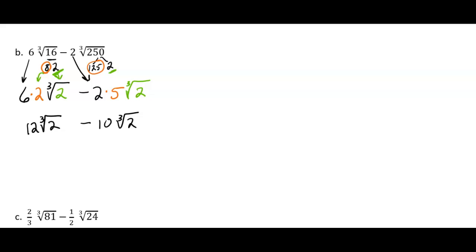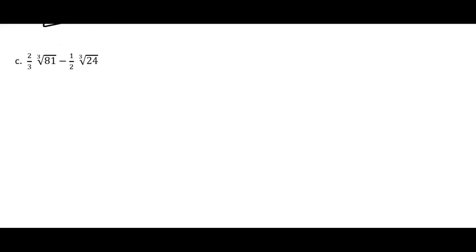So for your first couple problems, I suggest writing it out like that. Otherwise, it gets really easy to get confused, and you don't want to do that. All right, now we simplified. Are they like radicals? Yes, they're both cubed root 2. I have 12 of them. Take away 10 of them. That gives me 2 cubed root 2. All right, don't forget to put the index.